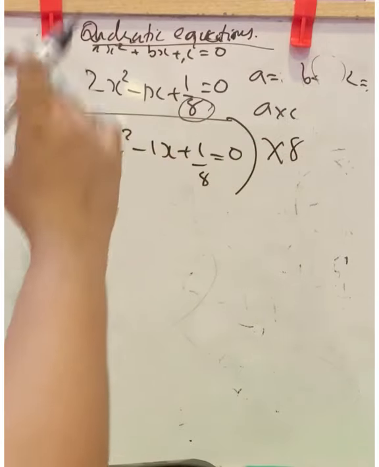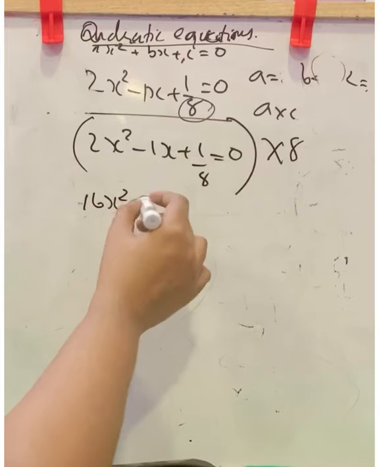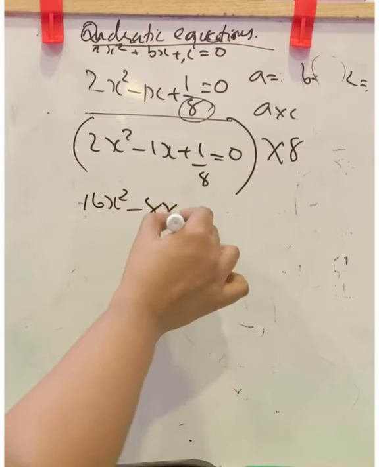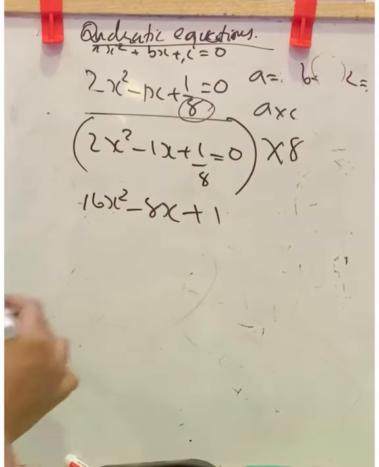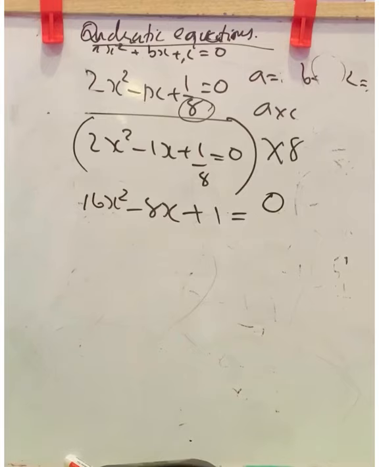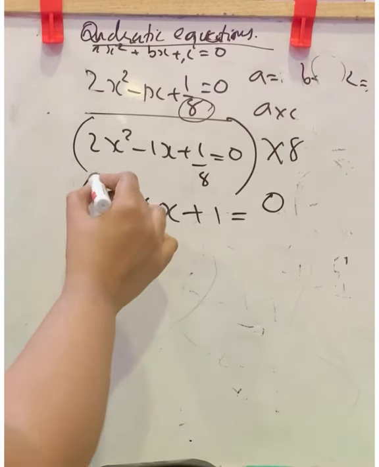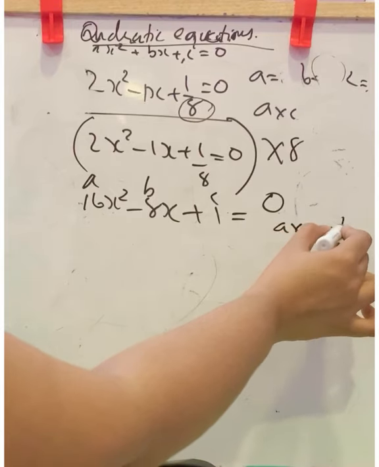So whole into 8. 8 into 2x square, 16x square. 8 into minus 1x, minus 8x. 1 by 8 into 8, the 8 and 8 get cancelled, the rest will be plus 1. Equal to 0 into 8, 0. Now this equation has no fraction. But here this is A, this is B, this is C. A into C is 16 into 1.